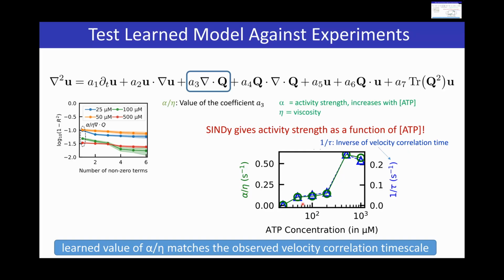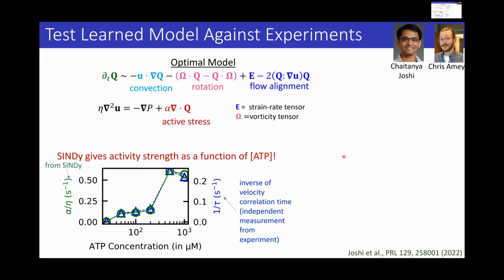That test that I'm going to show you is, theory tells you that the activity coefficient should be equal to the inverse of the velocity-velocity autocorrelation time scale. We could make independent measurements of that directly from the experimental data. That's shown as the blue triangles, and you see that they quantitatively match the calculation from Cindy. Again, we did many other tests, which I won't show you. This is the optimal model that we arrived at.